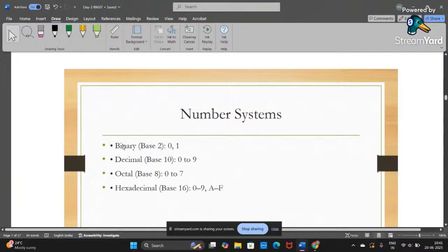Number system. Binary means base 2, 0 and 1. Decimal means base 10, 0 to 9. Octal means base 8, 0 to 7. Hexadecimal means base 16, 0 to 9, then A to F.